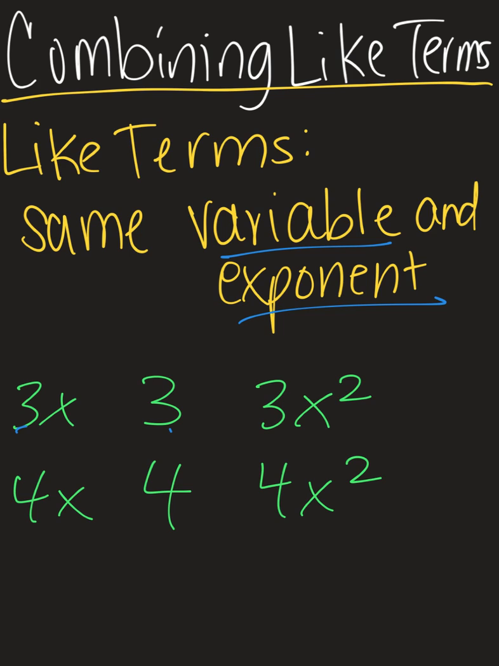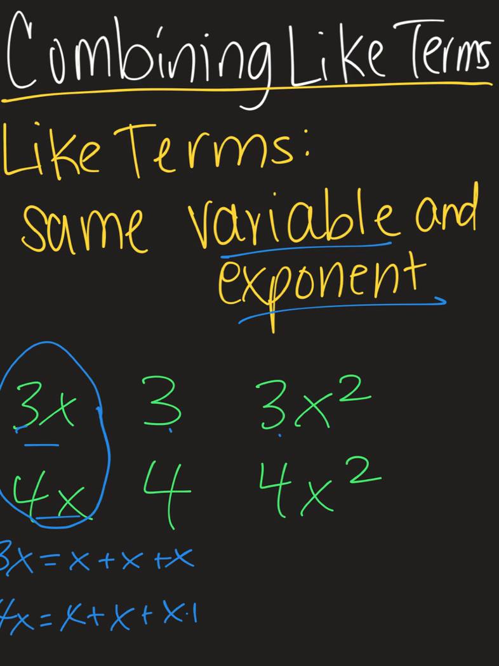Now, even though these numbers all are the same, those threes match up in that first row, those are not like terms because they don't have the same variable and exponent. They have the same coefficient, but that is irrelevant. So what we're looking for here would be this 3x and 4x. 3x is the same thing as saying x plus x plus x, right? 4x is the same as saying x plus x plus x plus x, all right? So those are a collection of x's. So those are like terms.